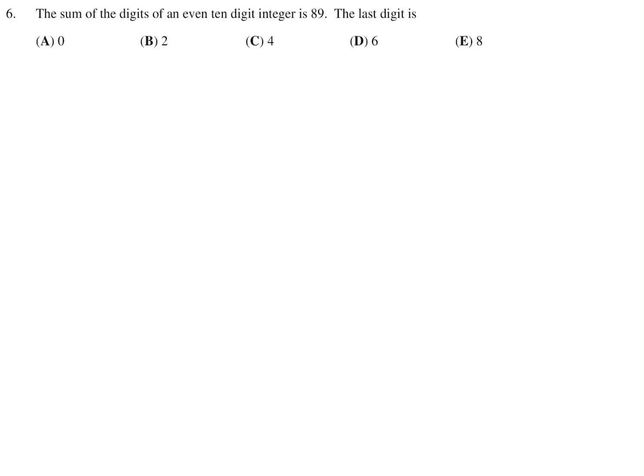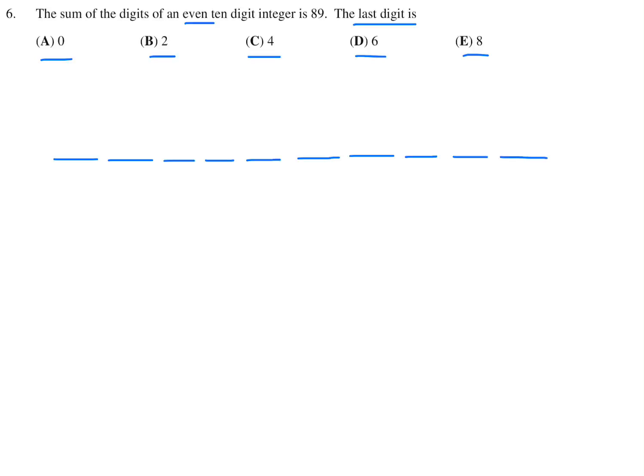The sum of the digits of an even 10-digit integer is 89. The last digit is... All right, so you have a 10-digit integer. So I put out 10 spaces here, each space representing a digit. And it is even. Okay, so our answer choices, basically all of them are even in terms of making the last digit. So we can't eliminate any so far. But the sum of the digits is 89.